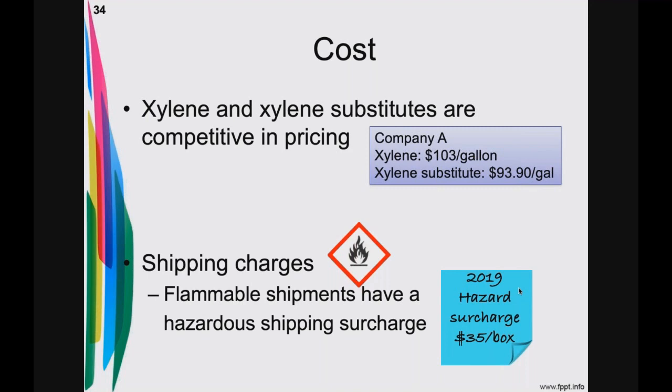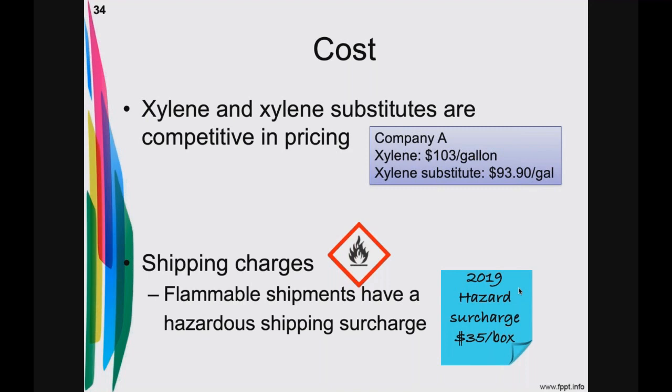What about the cost? So I went and looked up one of the companies online, and this was a company that sold both standard xylenes, all right, and they also had a xylene substitute. And their xylene substitute was an aliphatic hydrocarbon. Look at the difference of the price. This was not the case years ago. Xylene substitutes used to cost a lot more. Now, an aliphatic hydrocarbon for this one company is cheaper per gallon than xylene is. So the costs are quite competitive.